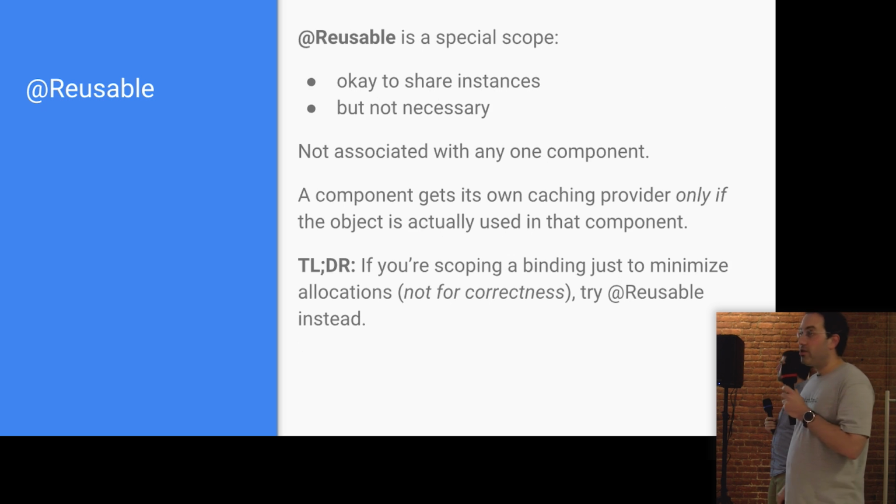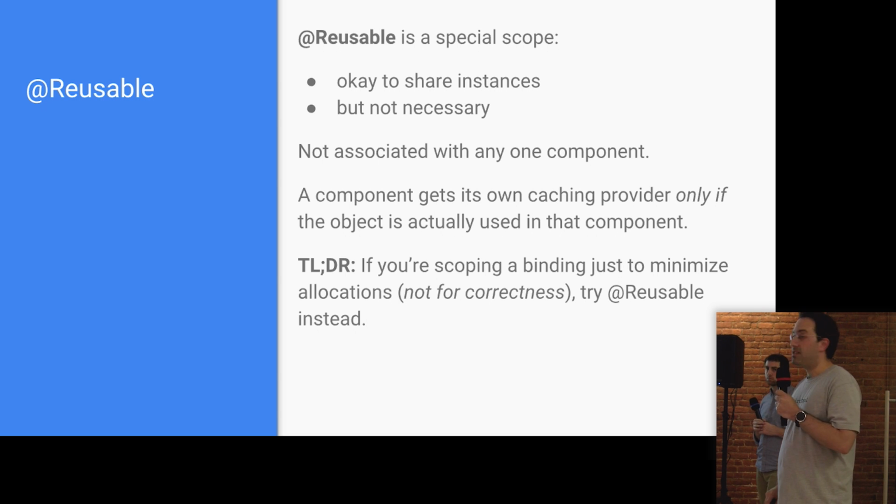Okay, so we introduced a new scope called reusable. It basically is a signal to Dagger that for this binding, this object, it's okay to share instances, but it's not necessary. So do something reasonable based on it. You don't associate that scope with any one component. With normal scopes in Dagger, you actually have to indicate which component in your component hierarchy identifies the lifetime of that scope. Reusable, you don't and you can't do that.